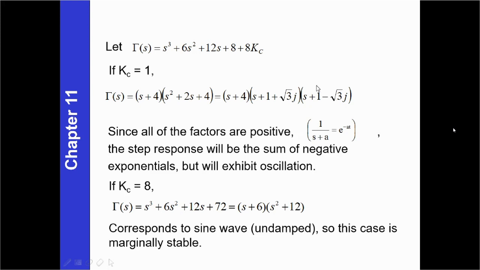So this is the real and imaginary part. In this case, it is a negative real part. Since all of the factors are positive, in this case 1 over (s plus a) corresponds to e to the power of minus a t, and the step response will be the sum of negative exponentials, but will nevertheless exhibit oscillation. And if Kc equal to 8, then tau(s) equal to s cubed plus 6s squared plus 12s plus 72, and that is actually equal to (s plus 6) times (s squared plus 12). This corresponds to a sine wave for undamped response, and this is considered a marginally stable case.